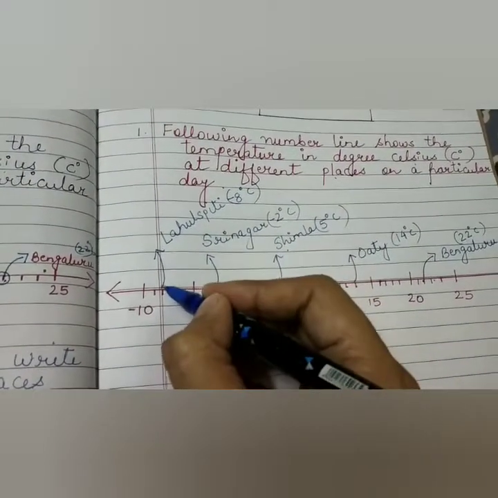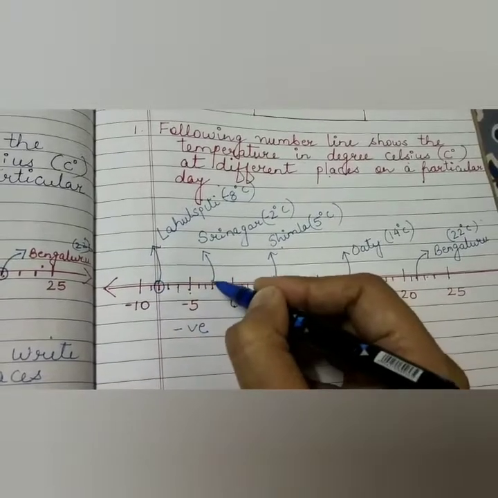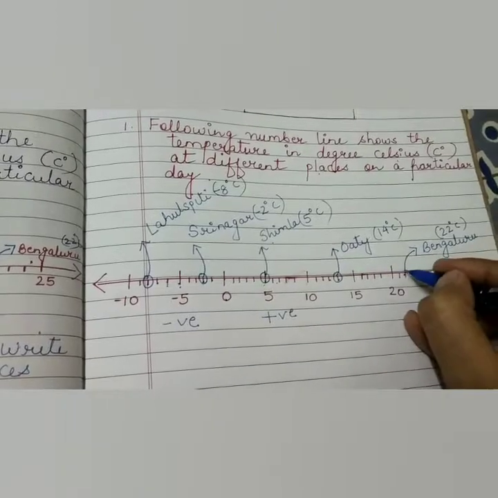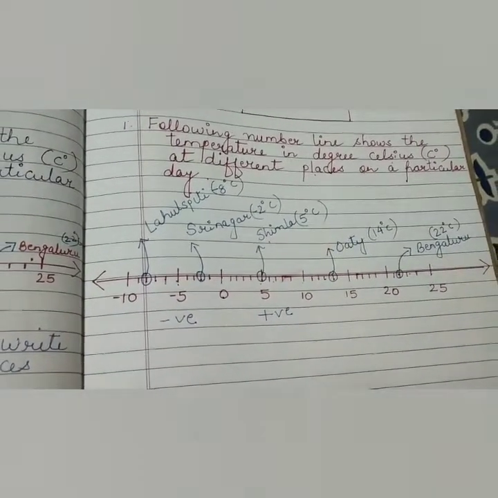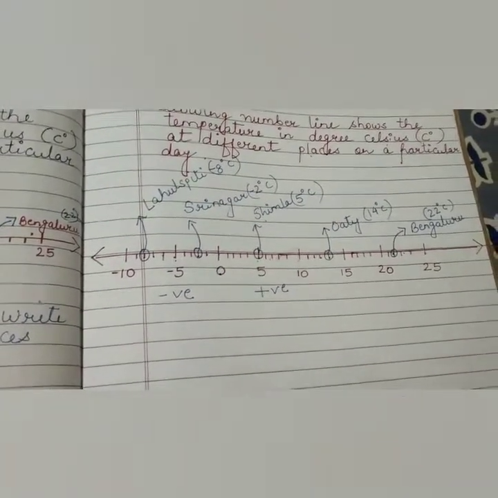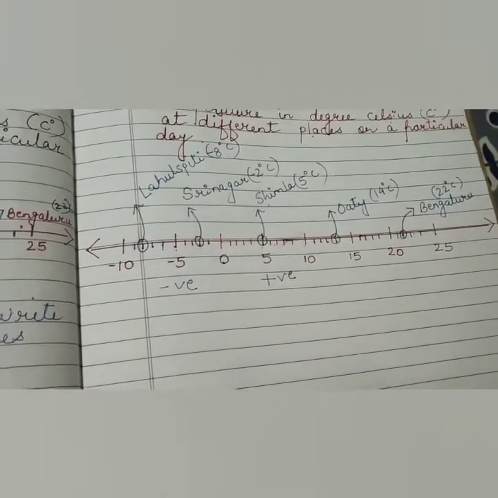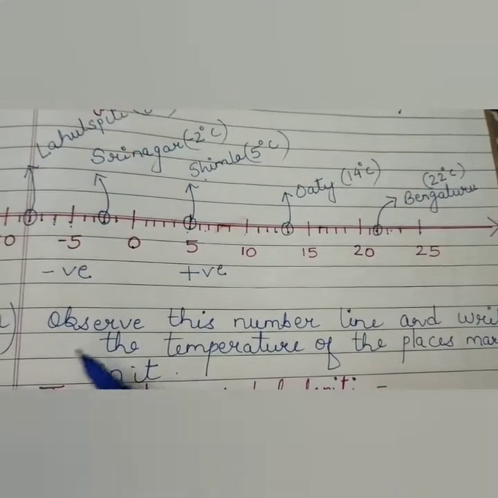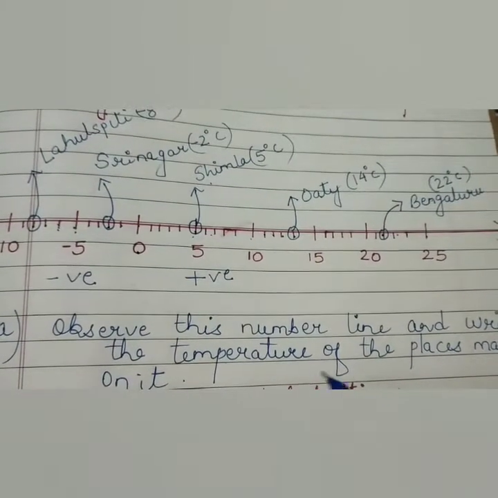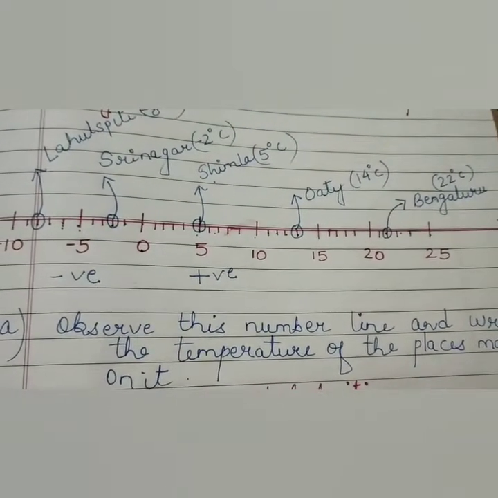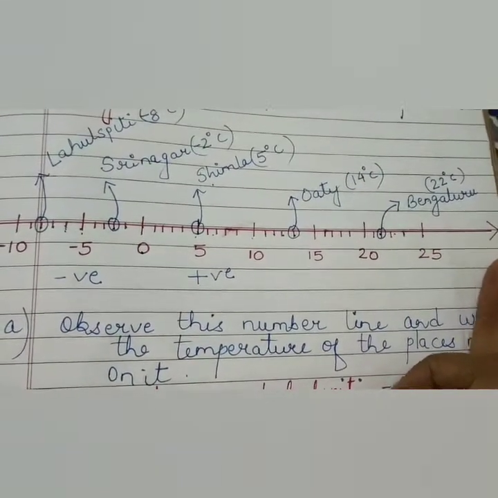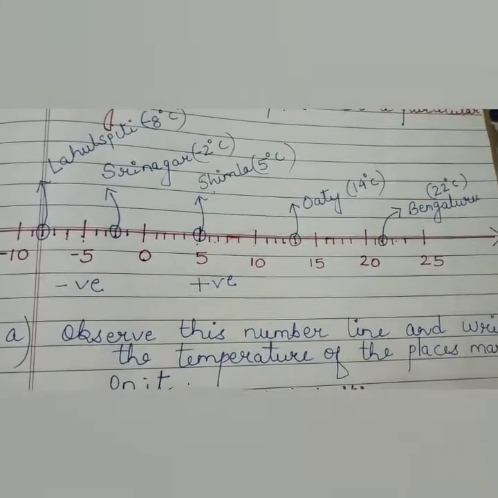Now we will plot these values, mark these values also, so it will be easy for you all to understand. So I will mark these values also. Now we got the degrees of all these places. We have to write the places with their degrees. Question A is asking: observe this number line and write the temperature of the places marked on it.